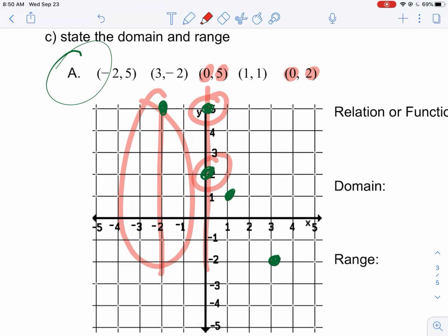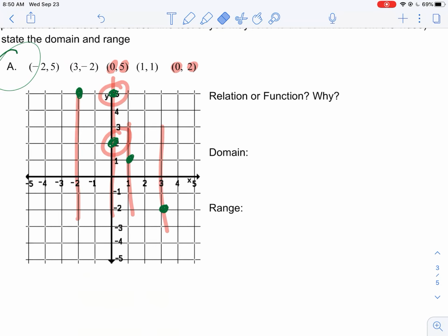Now, I can do it for the rest of them, too. Like, when a 1 goes in, only a 1 goes out. When a 3 goes in, only a -2 goes out. Those vertical lines are pretty good. But when I did that other one, the one on our y-axis, you'll notice that it crossed 2 points. So this is not a function. Why? Because 0 had 2 outputs.